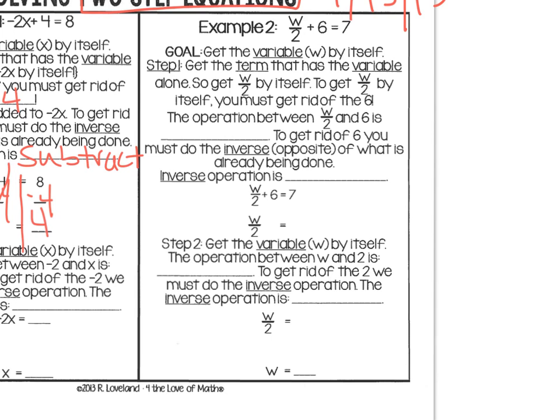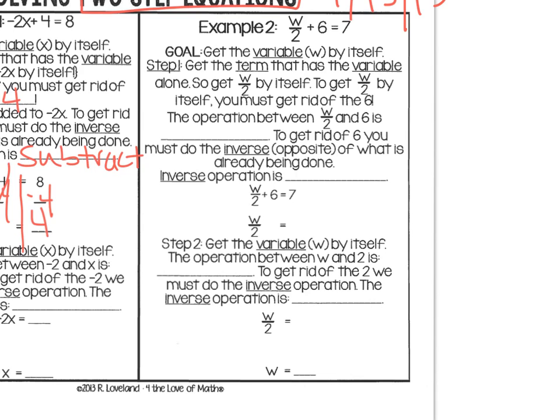Okay, so here we are with example number 2, and it says w divided by 2, because remember the fraction bar now means to divide. We're not using the division symbol anymore. w divided by 2 plus 6 equals 7. So as always, we're solving an equation. Our goal is to get the variable w by itself. So it says step 1, get the term that has the variable alone. So get w divided by 2 by itself.